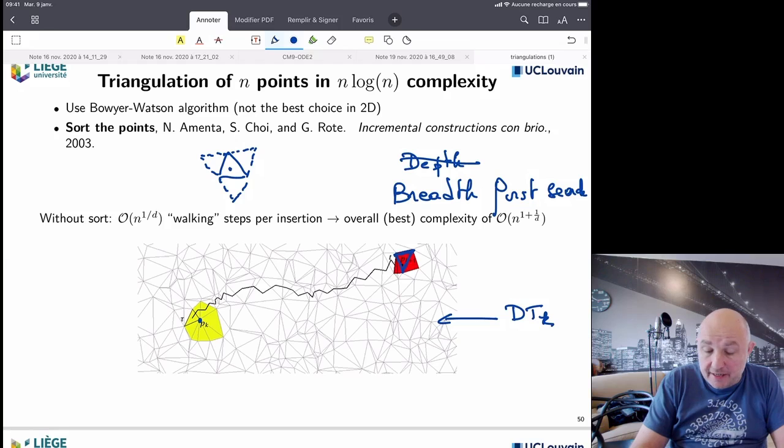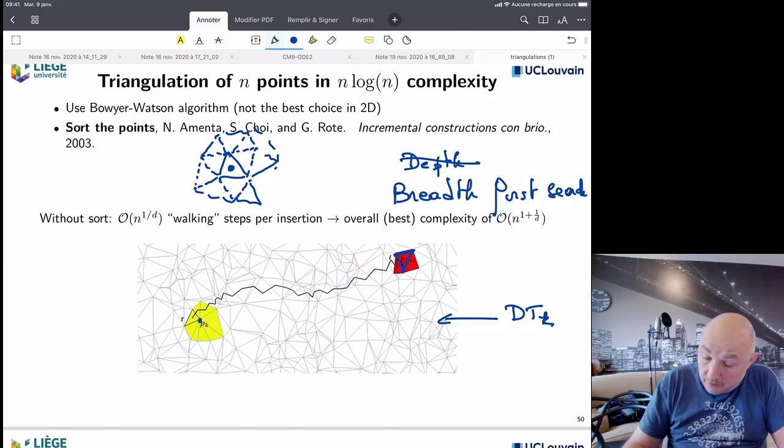And if these neighbors of the triangles, the circle contains the point, then look at the neighbors of the neighbors. Okay, and then again and again and again, up to a point where you find your cavity. Okay, that's the idea. So here, this is my cavity.